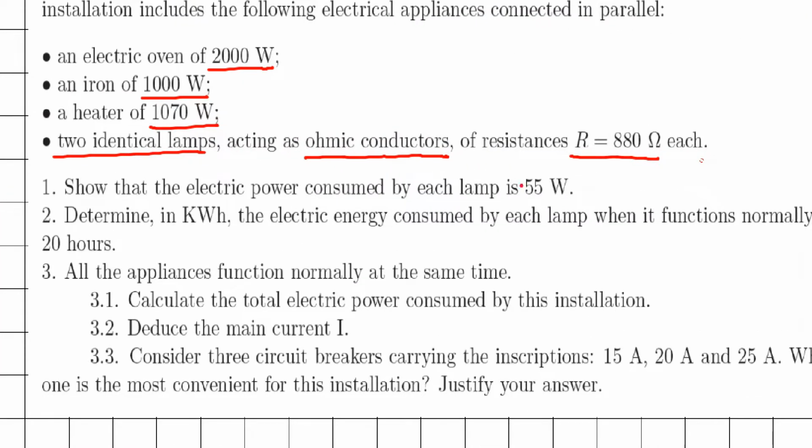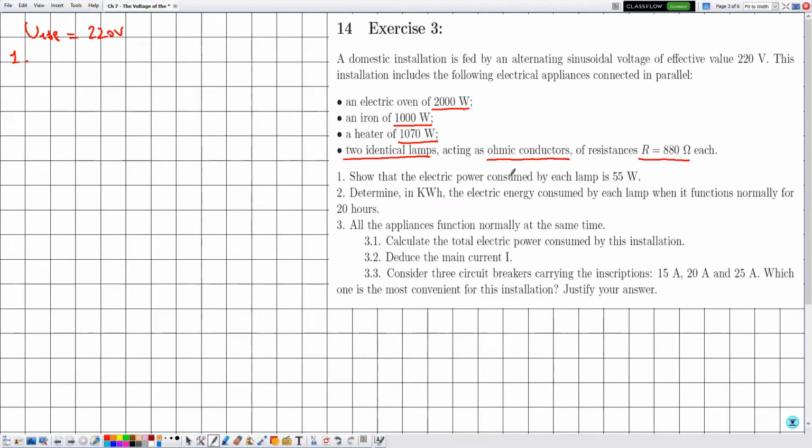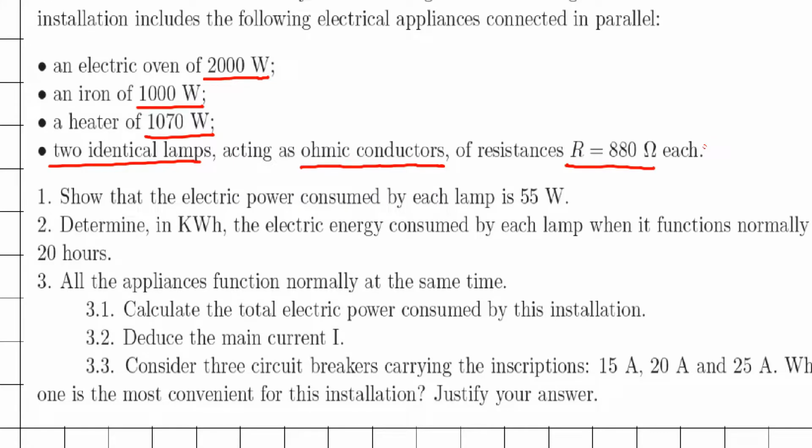And we are interested in determining the power of each lamp. So the power is usually given by the first form, which is P = U × I. But notice that in this case, we don't have the value of the main current traversing the lamp, and we are interested in determining the power. However, we have the resistance.